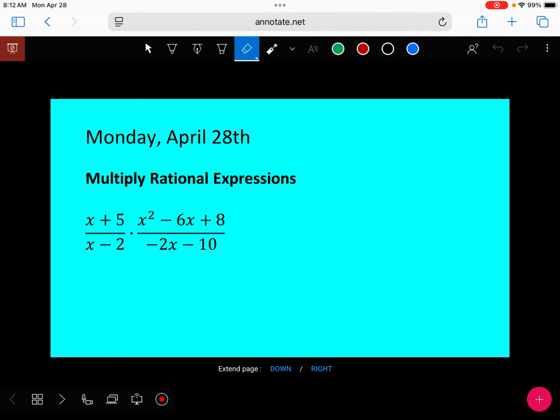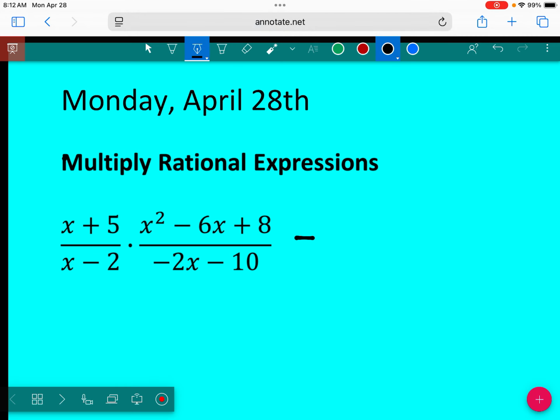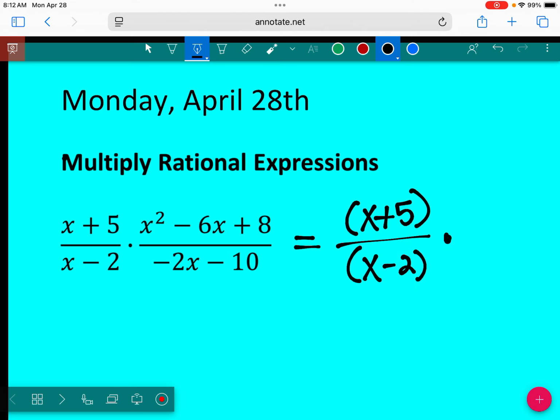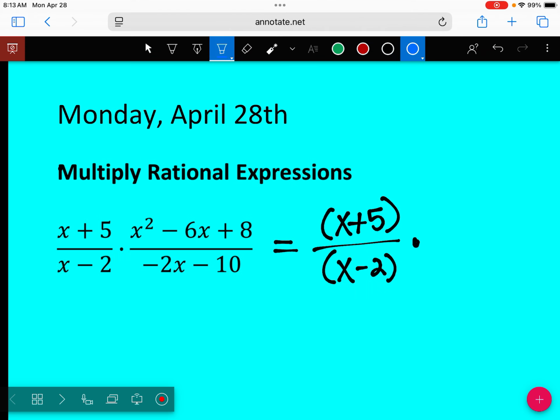Is factor down. So we have our first fraction, which is already factored. And now I'm going to factor this one down here.